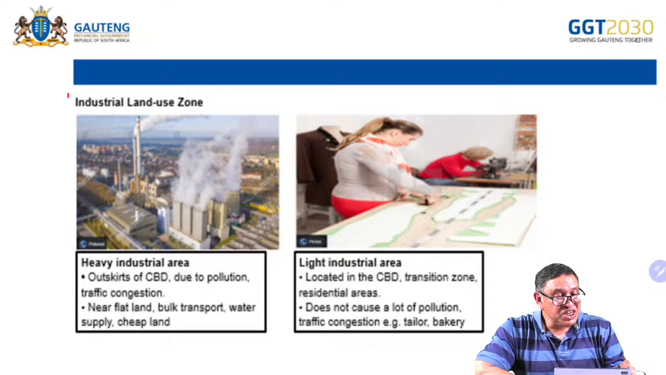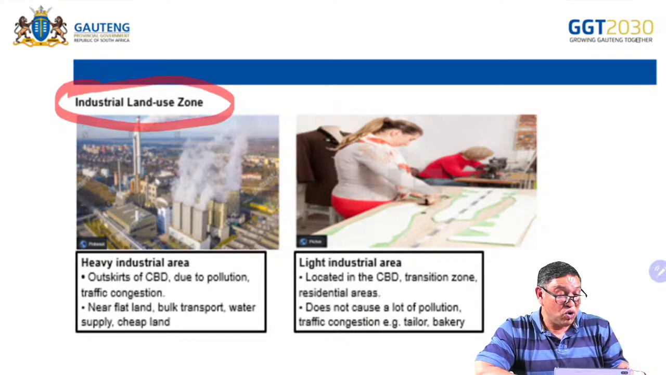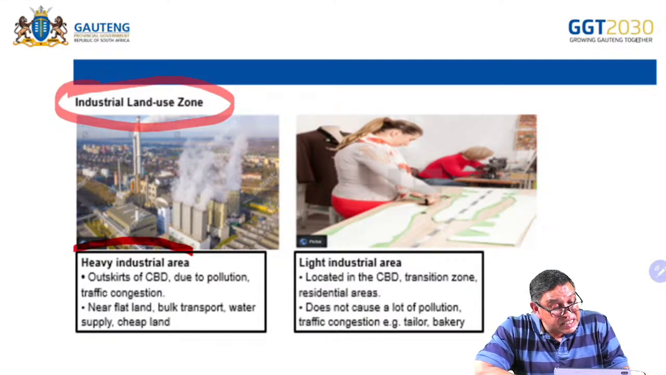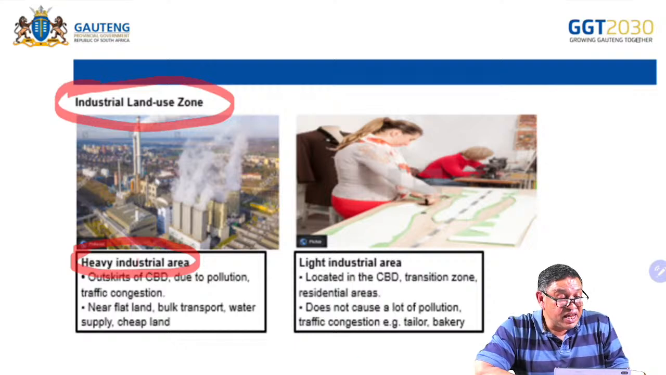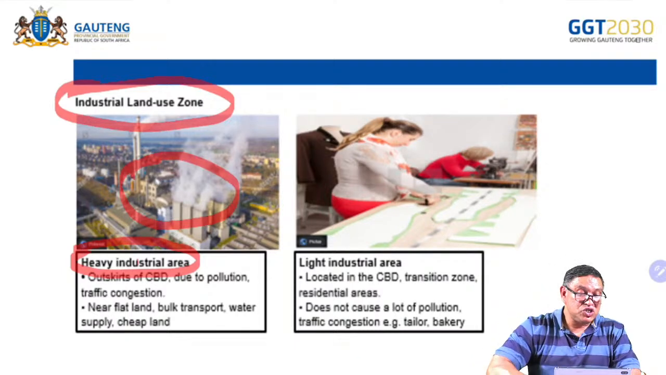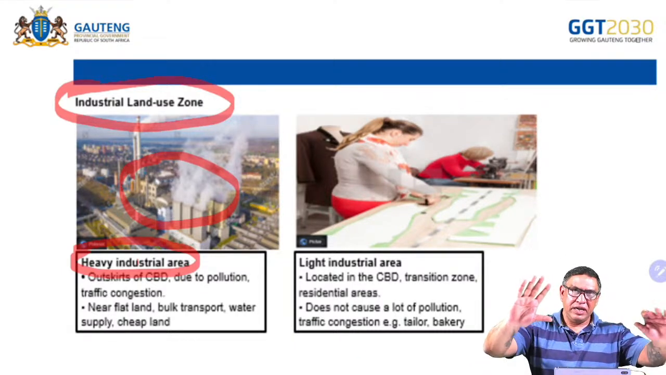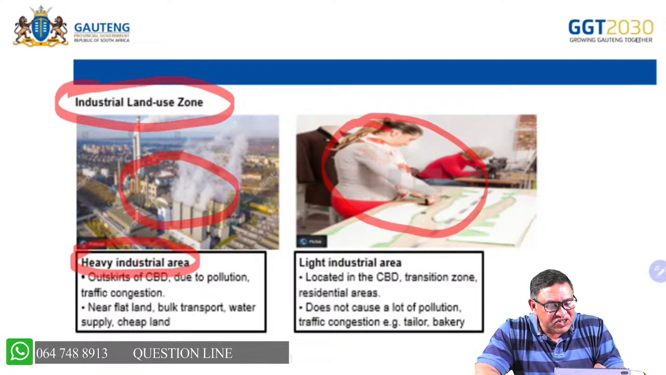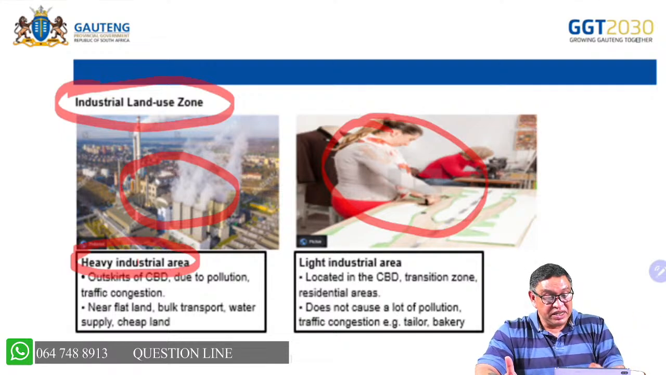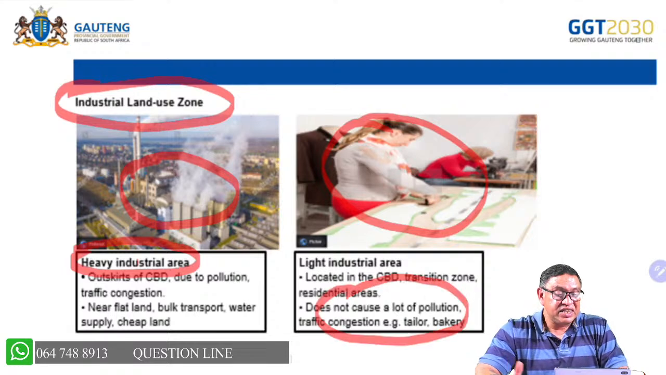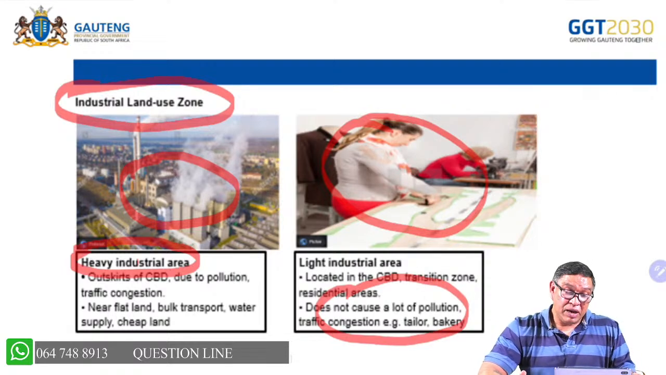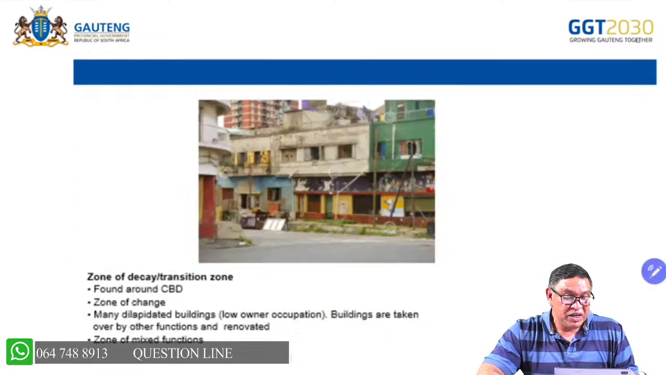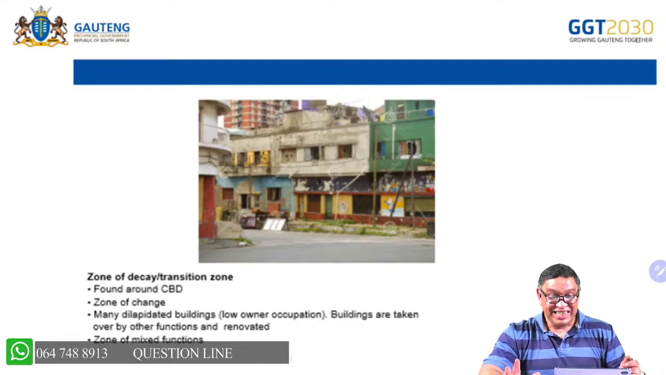Then your industrial land use zones, that's your zone, and this is a description of the zone. This is a heavy industry, situated on the outskirts, near flatland, etc. And this is your light industry, which is found in the residential areas, transition zone, including the CBD, because it does not create a lot of pollution. Learners are moving through these ones because people have not really highlighted this.